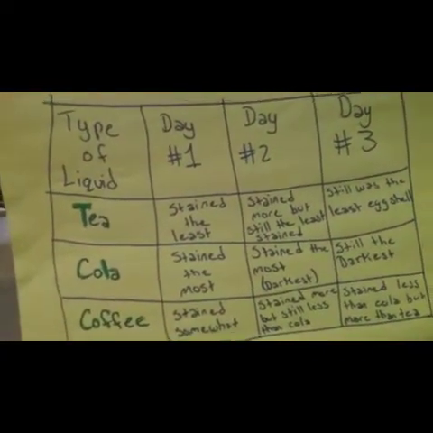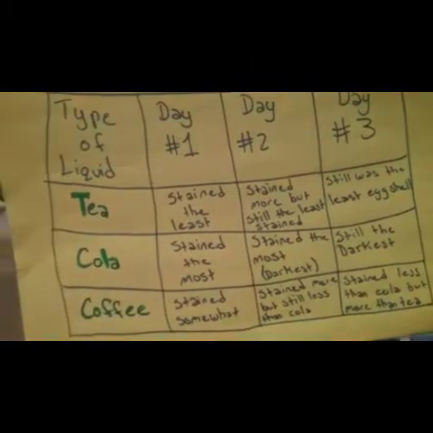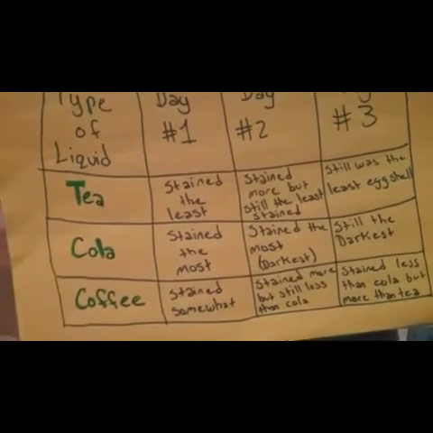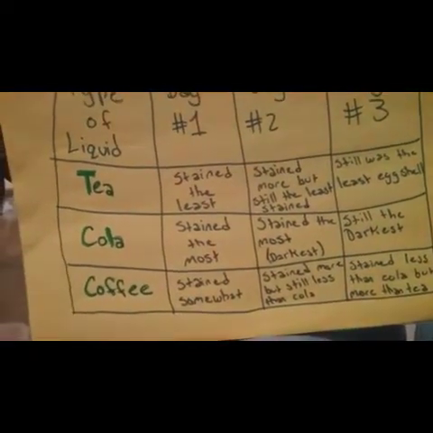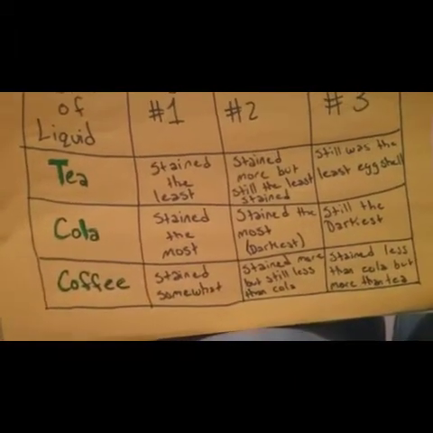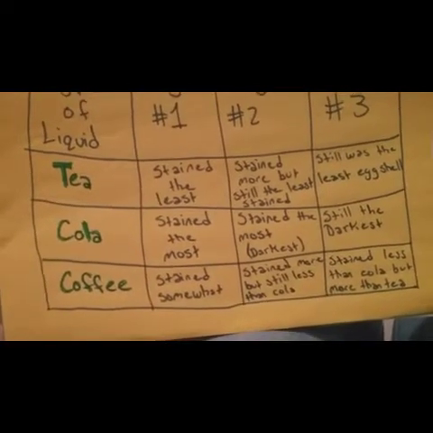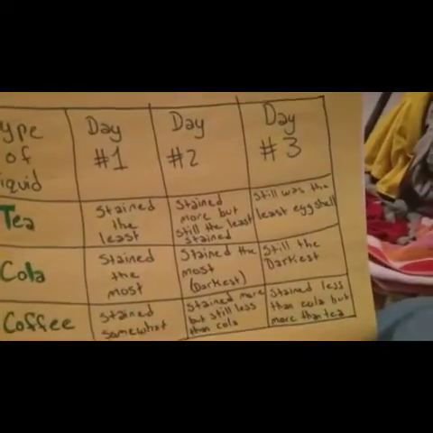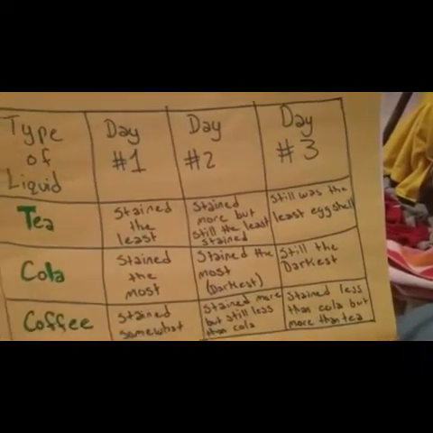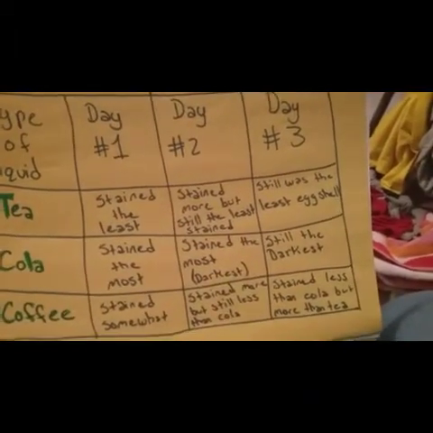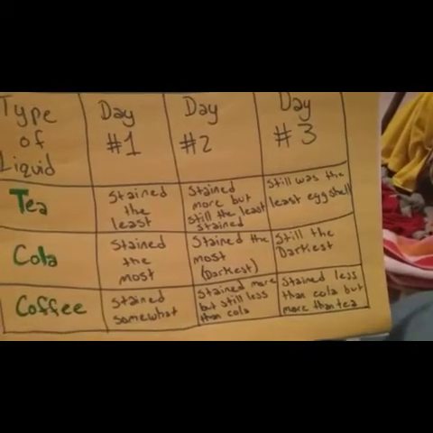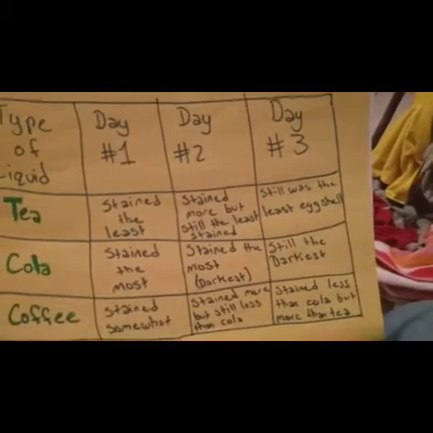On day 2, the tea was slightly more stained, but it was still the one that was least stained. The cola was still the one that was the most stained. It was the darkest. And the coffee was stained more, but it was still less stained than cola. For day 3, the tea was still the eggshell with the least stain, and the cola was still the darkest, the one with the most stain, and the coffee was stained less than cola, but it was stained more than tea. So once again, it was in between.